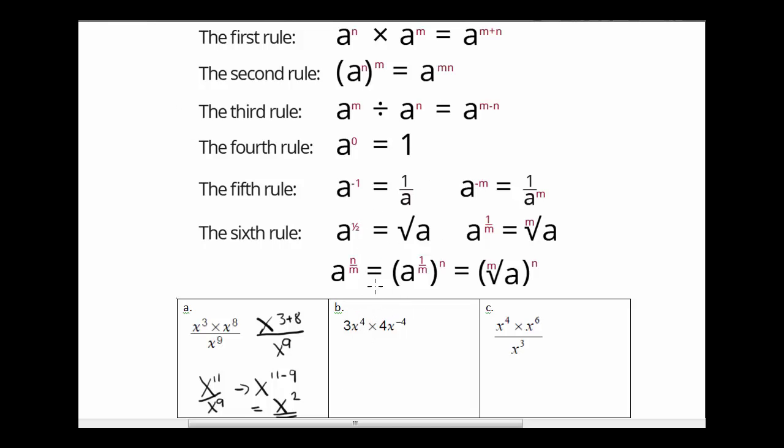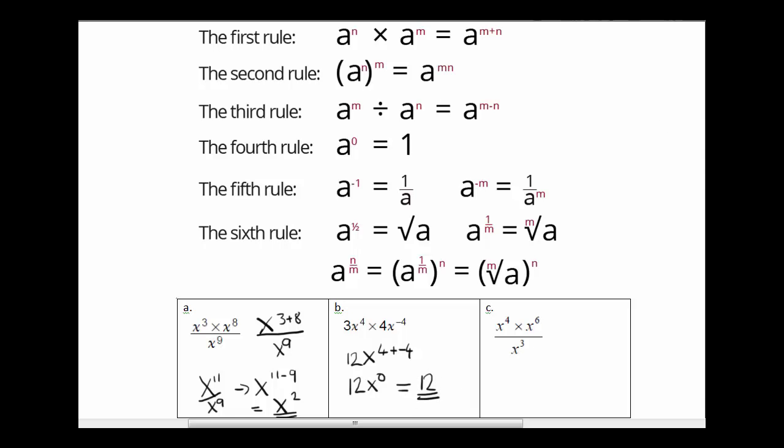Next one here is just a multiplication, so again you're adding the indices. Looking at the front, the coefficients, 3 and 4, so 3 times 4 gives you 12, and then we're looking at x, that's 4 plus minus 4. Now 4 plus minus 4 is essentially 4 minus 4, and that's 0. Now x to the 0 is 1, so that's essentially 12 times 1, so that equals 12.